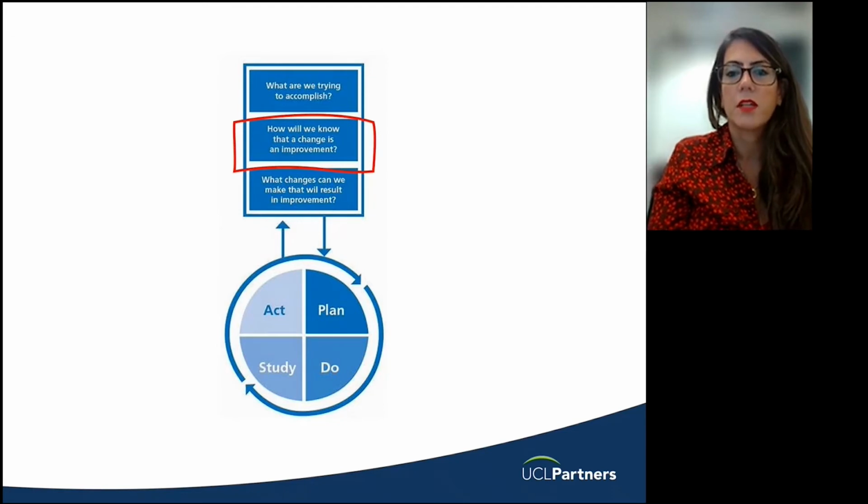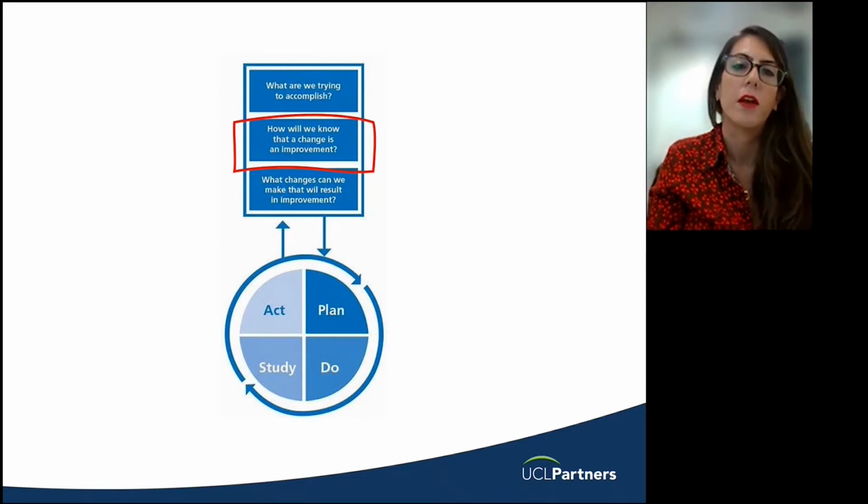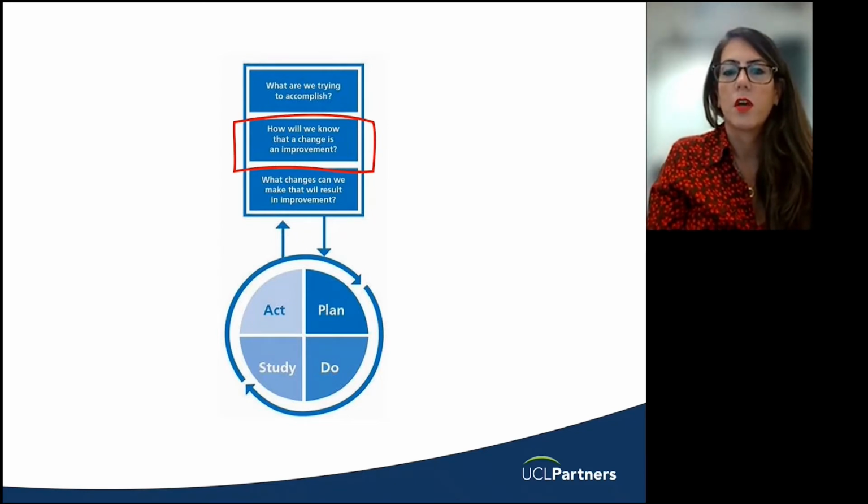The second one is, how will we know that change is an improvement? And we're just about to talk about that now. So what data is going to tell us that if we do something differently, that we've actually made a difference and it's got better? And the third question is, what changes can we make that will result in an improvement? So that's the ideas generation, and we've already touched on that a bit through the process mapping. And then it goes into how do we go and enact that change? So let's just stick with question 2 now.